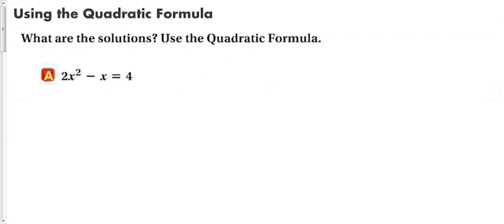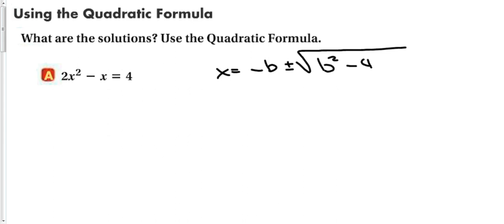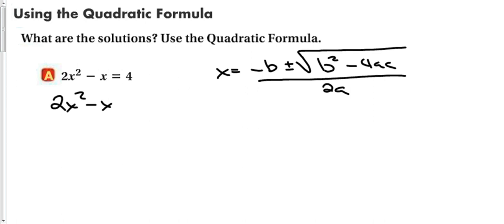Let's try it. Okay? Don't forget my quadratic formula. x is equal to negative b plus or minus the square root of b squared minus 4ac all over 2a. Okay, so there we go. Now, here's my problem. I have 2x squared minus x. It has to be equal to 0, so bring the 4 to this side. Subtract 4 from both sides.